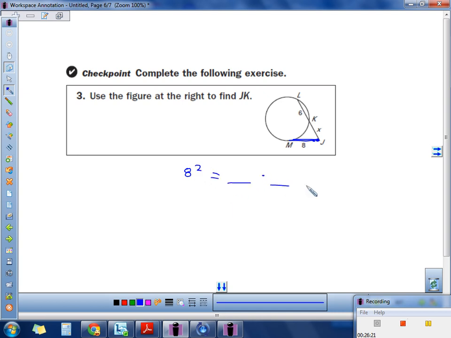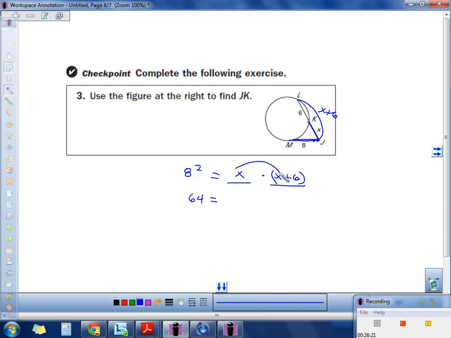The other piece is going to be point to circle times point to circle. The external piece usually goes first. That's our x term. And then we need our total. Our total is x plus 6. We add those 2 pieces together. Now we have some algebra. So that's 64. X times x is x squared. X times 6 is 6x.